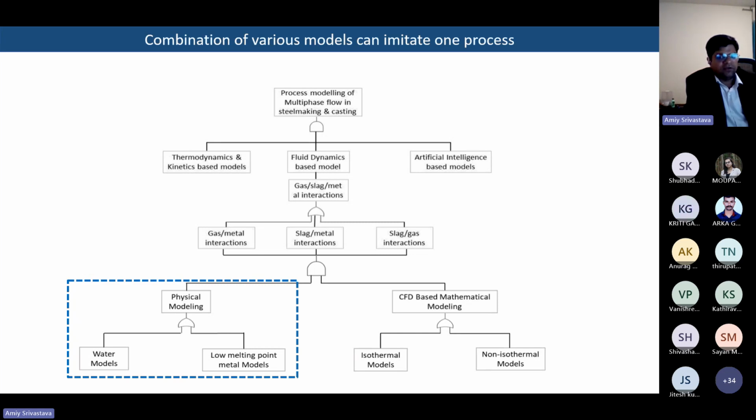So if we are not making the model as it is, then we are not solving the problem basically. That is why we should use a non-isothermal model. Yeah, so let's move on to the next slide.